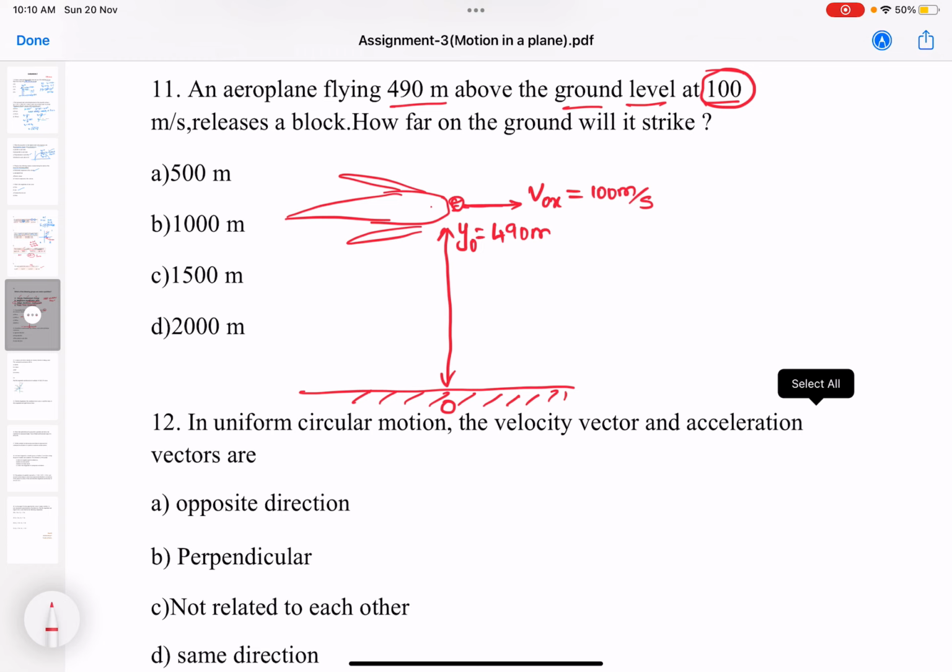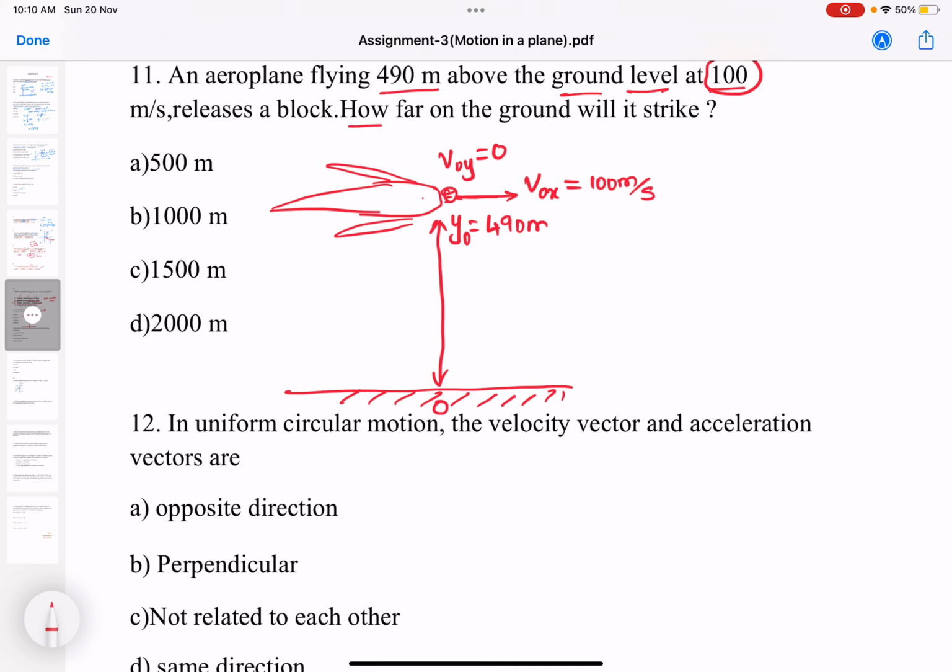Okay. Next. There is no vertical component of velocity, so Vy equals 0. Right. He is asking how far on the ground will it strike? That means the horizontal distance, whenever it is released like this. So what is the horizontal distance? x is how much? We know x equals v0x into t.